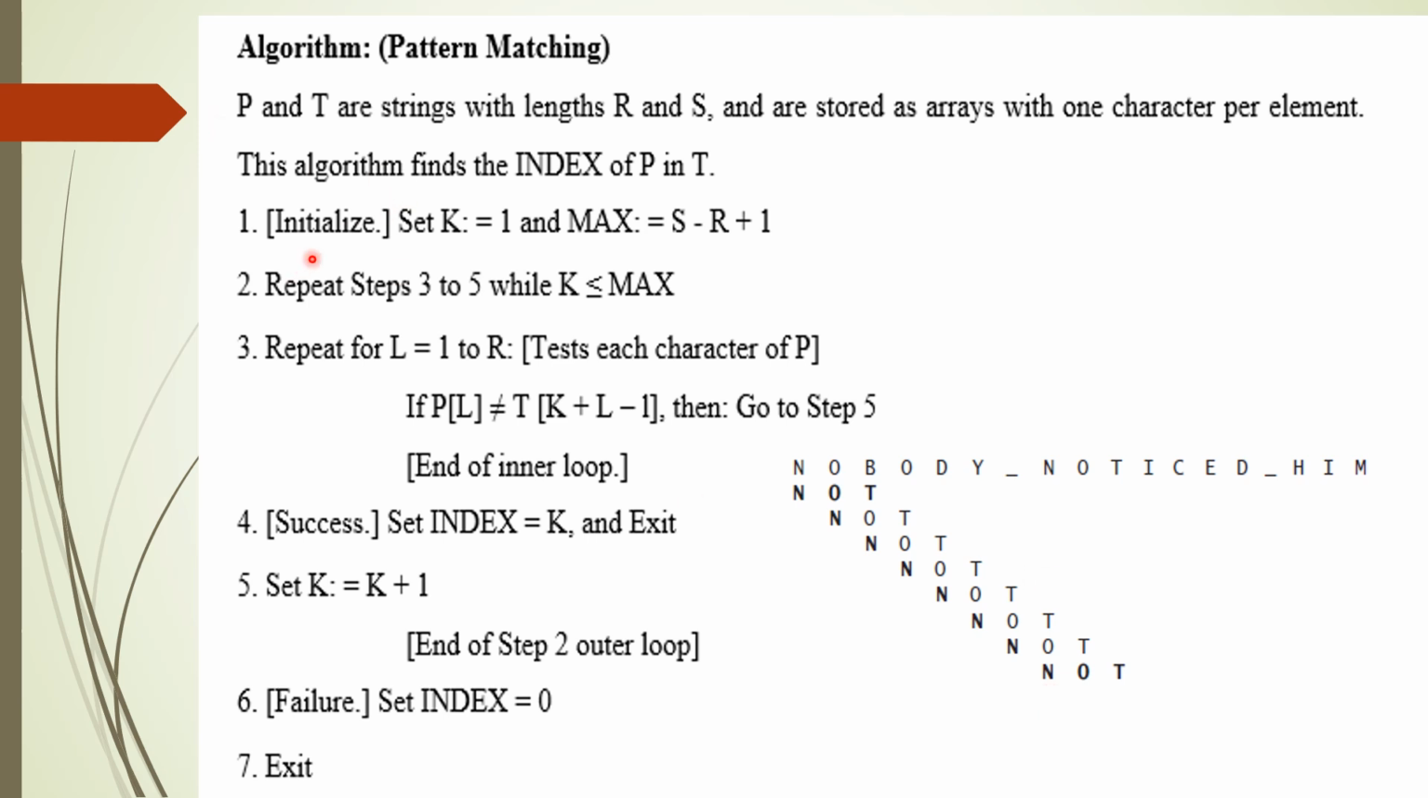So now we'll see how this algorithm works. Initialize k, an index variable, to 1, and max value equal to S minus R plus 1. The pattern string is "not". This is the first substring that occurred in the text. So there are a maximum of S minus R plus 1 substrings available in the text.